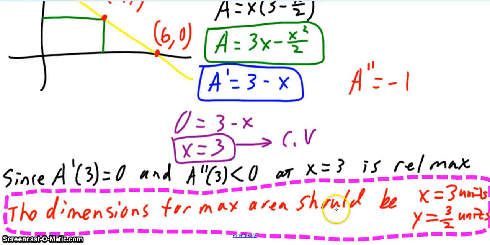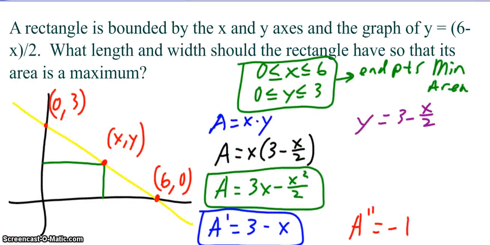The dimensions for the max area should be x equals 3 units and y equals 3 halves units. So how do we come up with that? Well, if I draw this picture, here's my y-axis, here's the x-axis, here's a rectangle, and here is the line y equals 6 minus x over 2, which is actually just y equals 3 minus x over 2. So I want to recognize that x is bounded by 0 and 6, but it could be 0 or 6, and y is bounded by 0 and 3, but it could be 0 or 3.